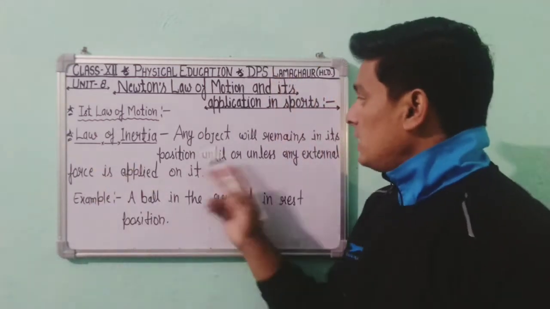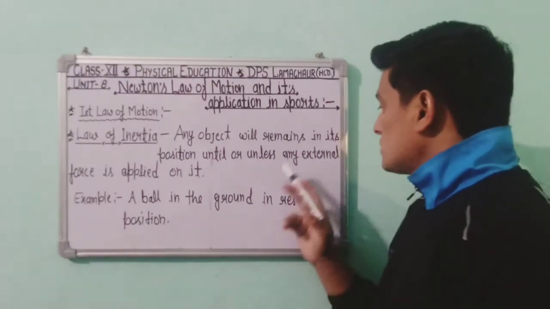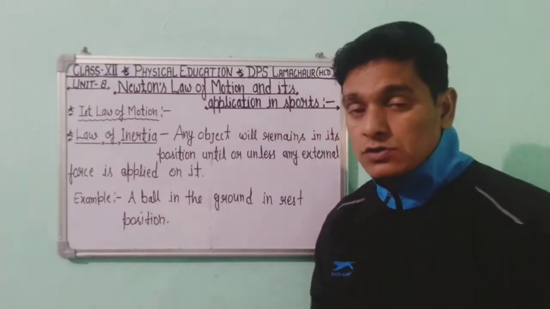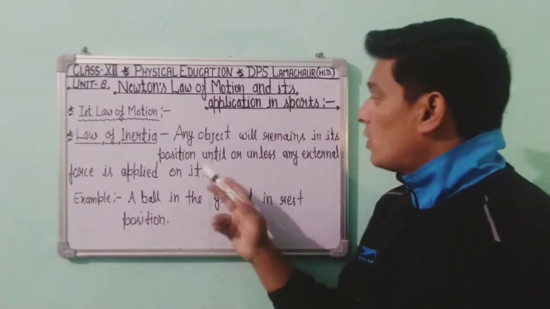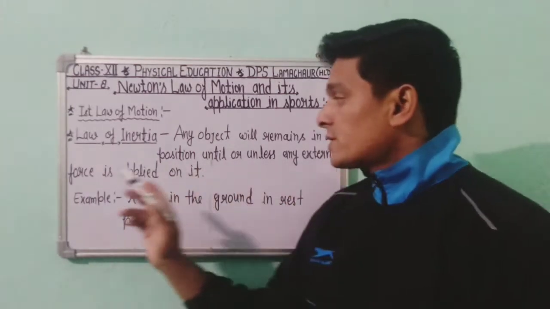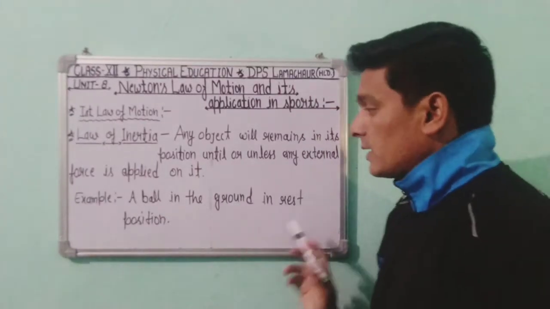What is it? Any object will remain in its position unless any external force is applied on it. What is the first law of motion? Any object will remain in its position unless any external force is applied on it. For example, a ball on the ground in a rest position.